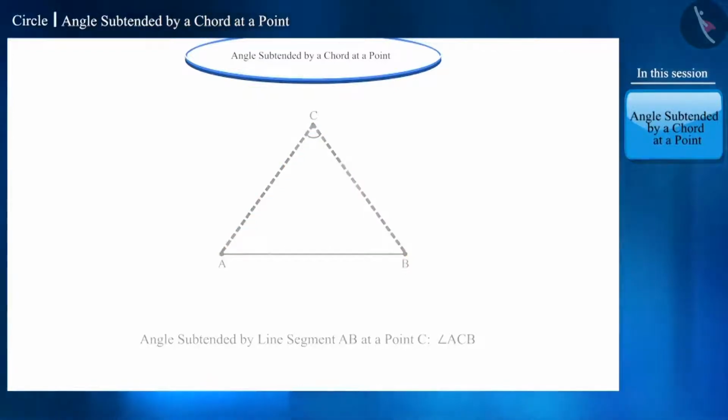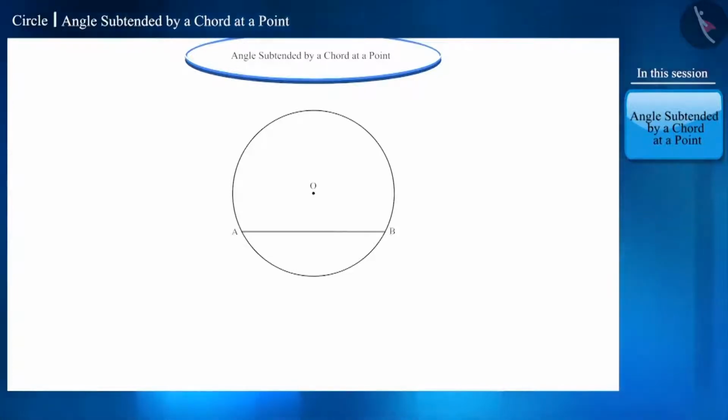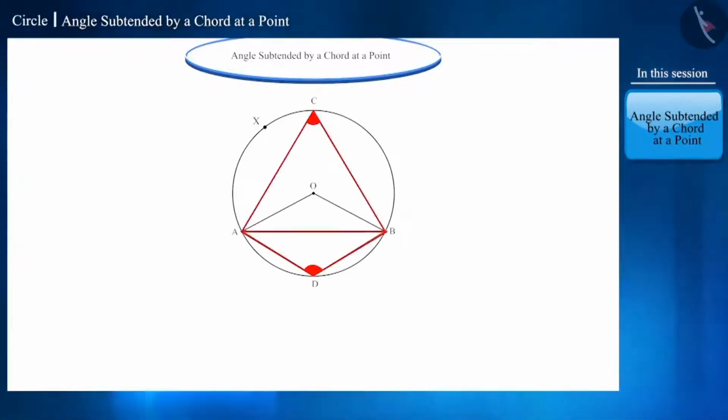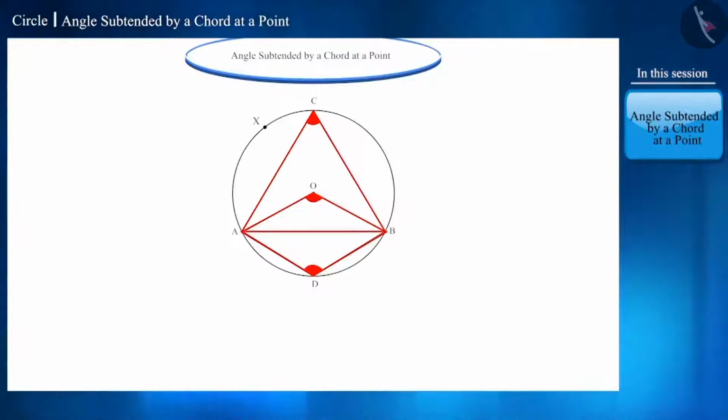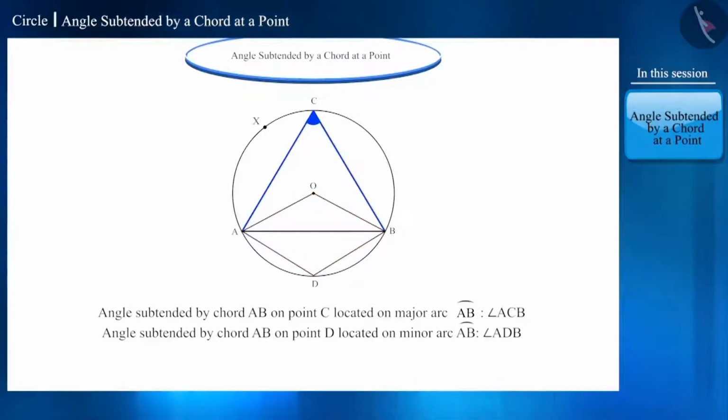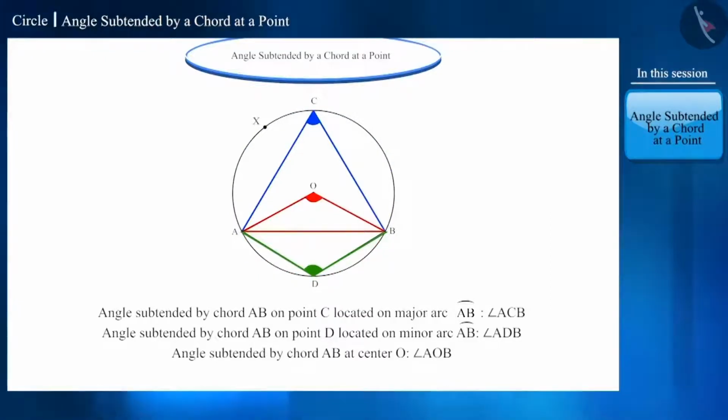What will we call all these angles made by chord AB in this circle? You can think of the answer by pausing the video. Yes friends, all these angles are angles subtended by chord AB. Angle ACB and angle ADB are angles subtended by chord AB at points C and D located at major arc AB and minor arc AB respectively. And angle AOB is the angle subtended by chord AB at center O.